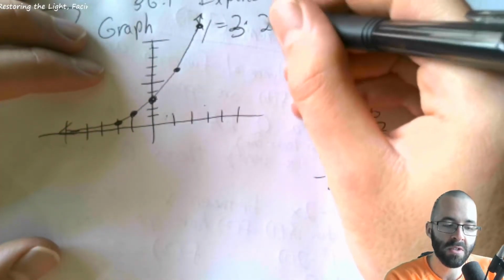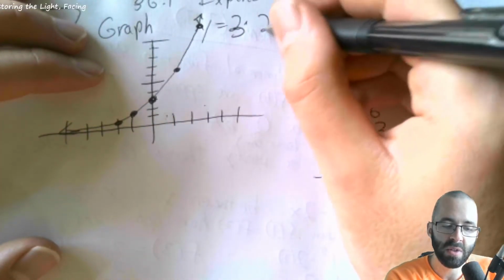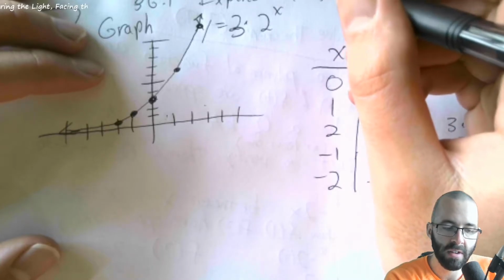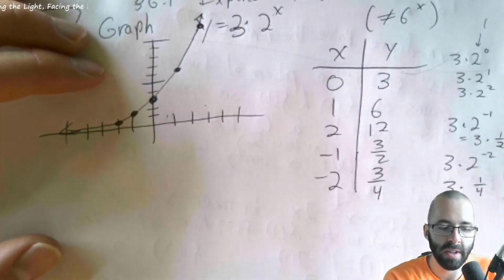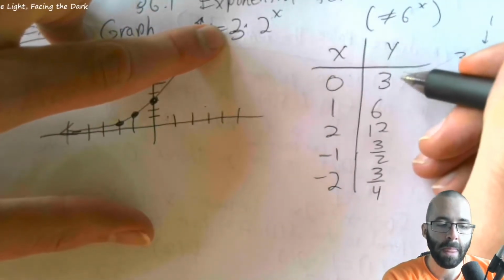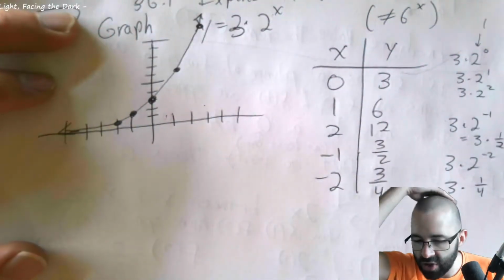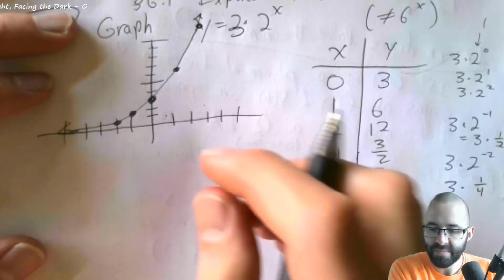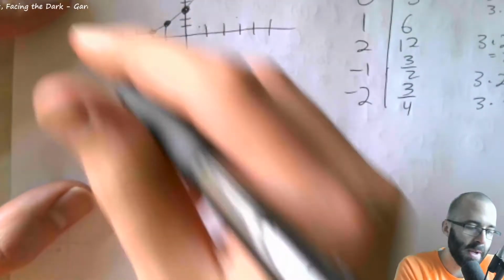That has to do with this 2. This 2 is what's called the growth factor. All right, and it just says we keep on doubling. And the 3, that's our starting value. Okay, so that's in general what exponential functions are going to be.